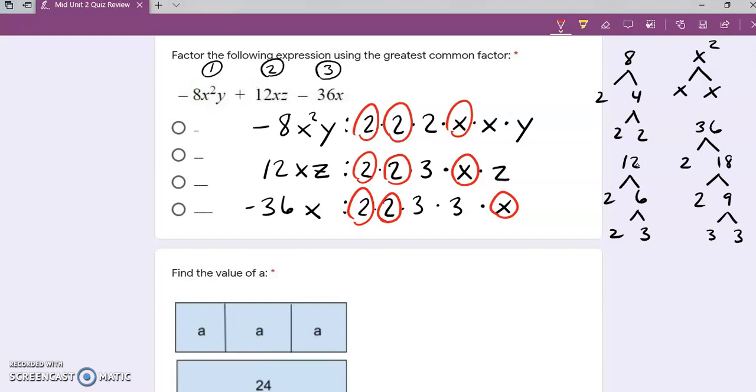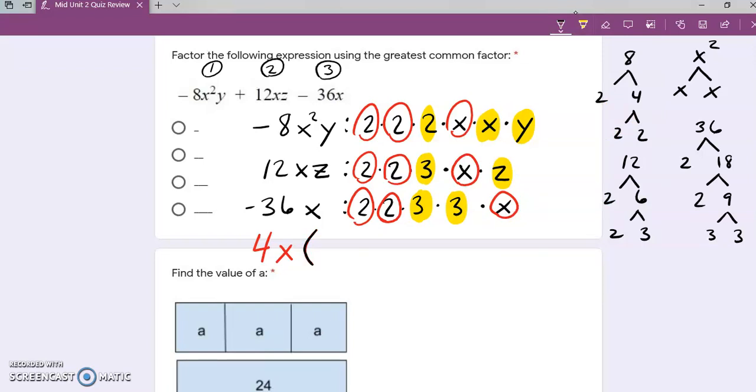So that means I can take those out. I have a 2, another 2, so 2 times 2 times x has to be on the outside. So 2 times 2 is just 4. 4 times x would give me 4x on the outside. Now I can go back and highlight and say, okay, I have a 2 left over, an x and a y. I have a 3 and the z, and then I have a 3 and a 3 left over. So now I know exactly what's going to go inside the parentheses.